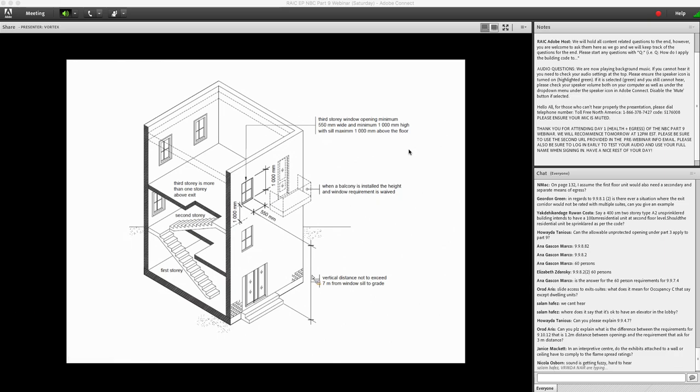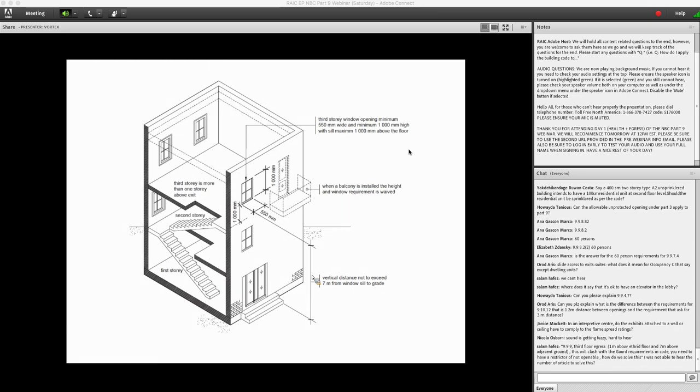Next question is a mistake on slide 130. It should be 9.9.9.2, separate exit. Again, apologies if there is a mistake on any of the slides. Sometimes it's an oversight. We will do well to rectify this, and if we have to update the slide, we will update the slide and send it back to you.